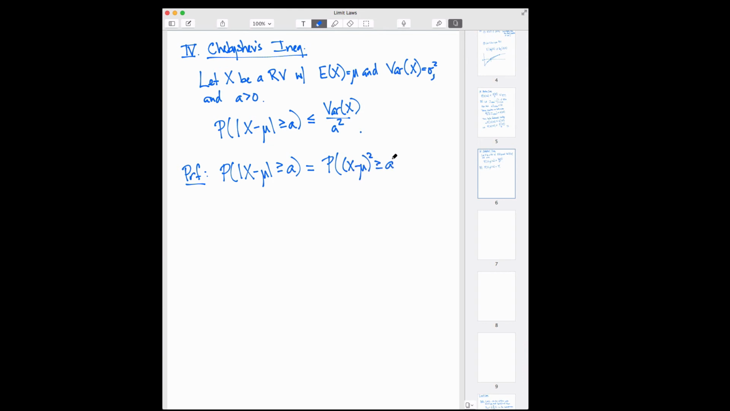And we know that that's going to preserve the sign of our inequality inside this probability statement. Okay, so now we have a random variable on the left of that inequality and a constant on the right, so we can apply Markov's inequality, which says that that probability is less than or equal to the expected value of (x minus mu) quantity squared divided by the constant a squared, which is on the right side of the inequality. And remember that that's by Markov.